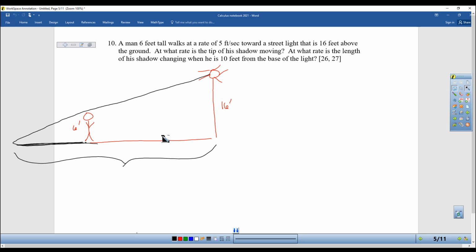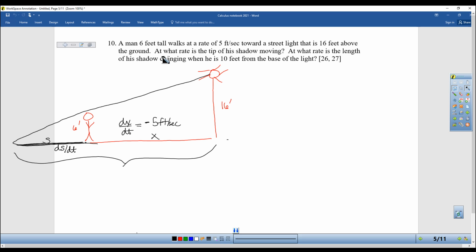And let's label some other things. This is his distance from the streetlight. And we were told that his walking speed, dx/dt, how fast he's going towards the streetlight, is 5 feet per second. Although you are going to have to make this negative because he's walking towards the streetlight. At what rate is the length of his shadow changing? So if we call this s the length of his shadow, then his shadow is changing at a rate of ds/dt.